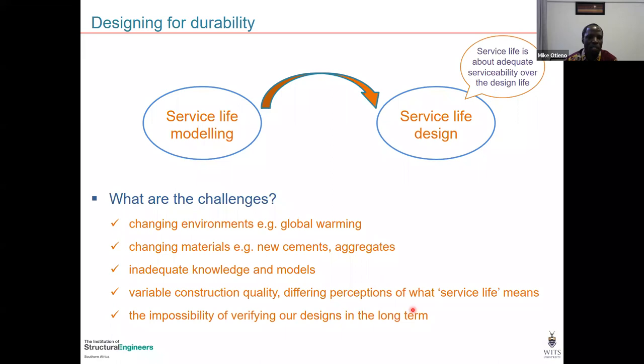So this, of course, is something that we keep on monitoring in terms of existing in-service structures and updating models appropriately, but it is something that we really have to acknowledge is beyond our reach, at least at the design stage, when using models that have not been especially calibrated using in-service data.